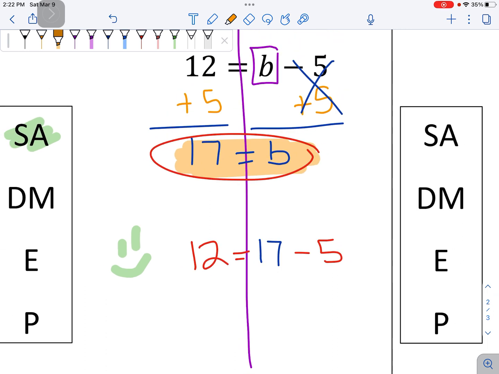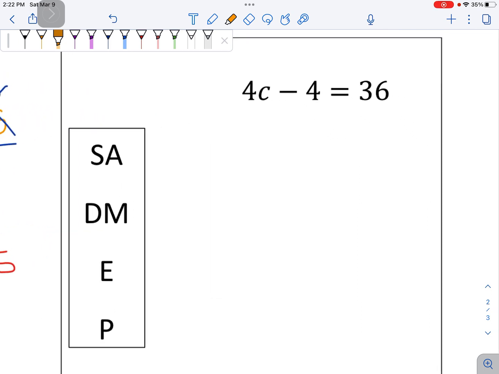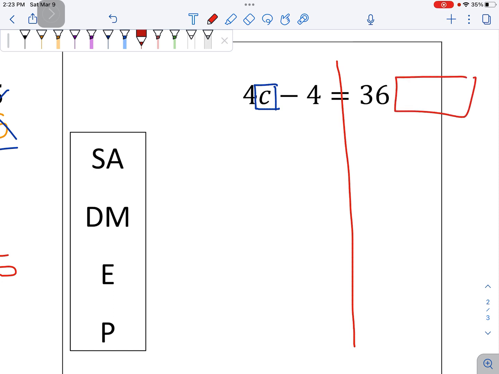There's my answer. All right, now we're at a two-step equation. How do I know? Because there is a coefficient, there is a number of C's. There are 4 C's here. So this will be just a little bit longer, not much more difficult. Make our wall down the middle and notice that there are no C's on the right side. It's just the number 36 hanging out here.